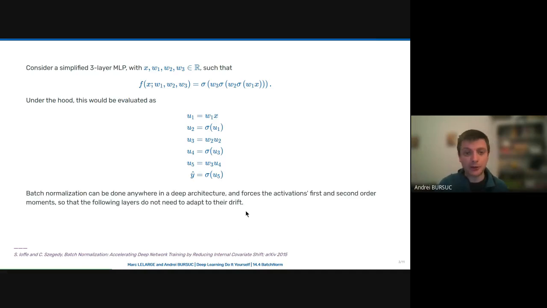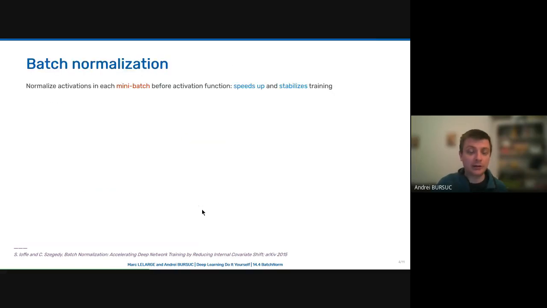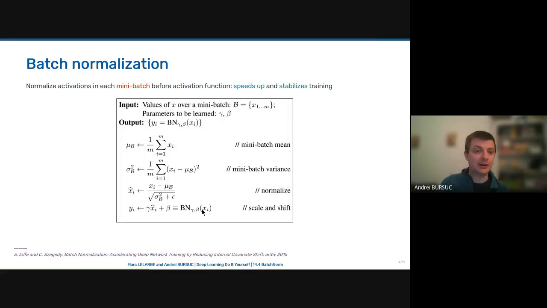So batch normalization, since this drift can happen at any point in the network, can be done anywhere in the deep network, and it forces the activations' first and second order moments, so that the following layers do not need to adapt to this drift all the time. So I'll take the pseudocode from the paper that shows how Batchnorm actually normalizes these activations in each mini batch.